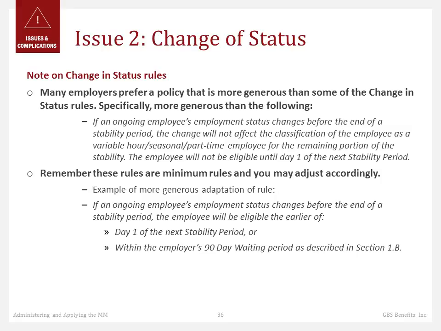If an ongoing employee's employment status changes before the end of a stability period, the employee will be eligible the earlier of day 1 of the next stability period or within the employer's waiting period as described in Section 1B. Whatever you ended up selecting for your waiting period, we call it the 90-day waiting period, but whatever you selected in your measurement method policy.